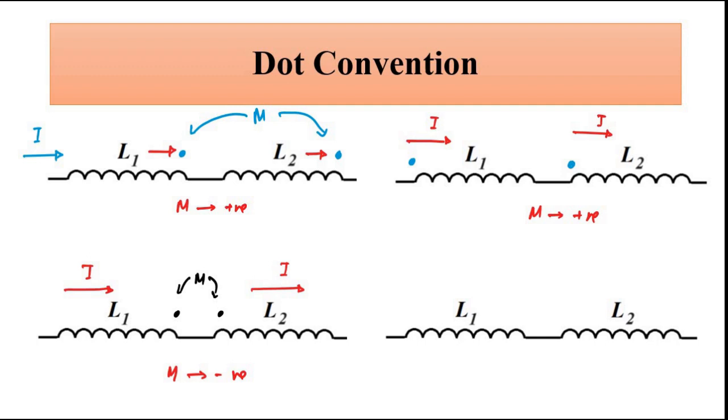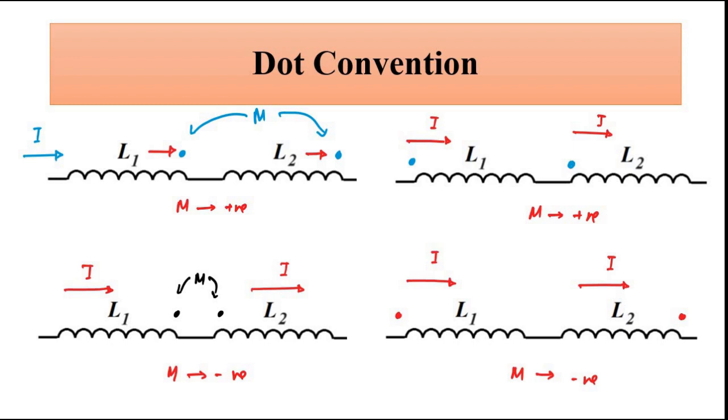Same goes here. Let's say in this case, the dot is placed here in one case, and here in another case. So here the current direction is like this again. In case of coil L1, the current is flowing away from the dot. In case of coil L2, it is flowing towards the dot. So here again, current flow directions are different with respect to the dot in both the coils. So here M will be negative.